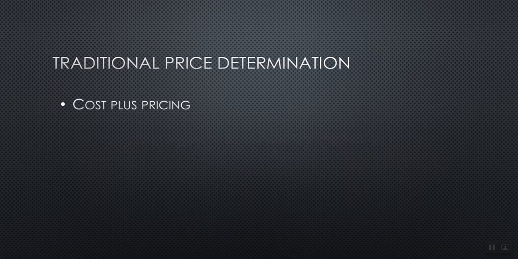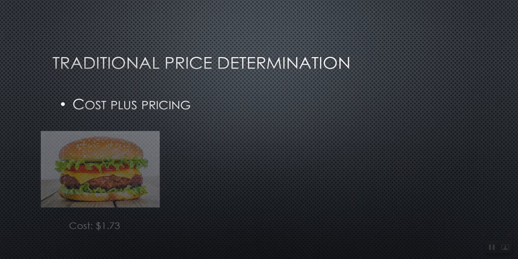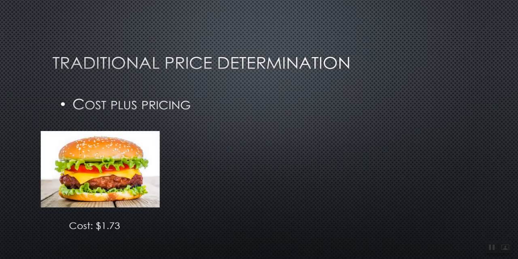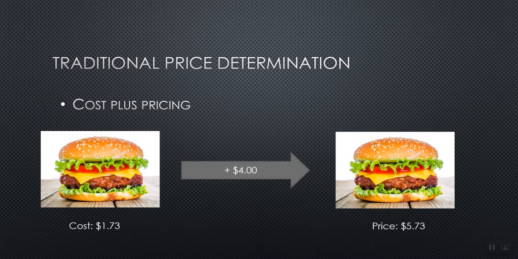is. So if we think about pricing and the way pricing is normally determined or traditionally determined, there are really three primary ways that we determine price. One is cost plus pricing. And cost plus pricing is simply where we have our offering, in this case, a hamburger, and it costs us $1.73 to make. And what we do is we say we're going to add $4 or some amount to that cost, and then that gives us our ultimate price. So $4 plus $1.73 gives us a price point of $5.73.